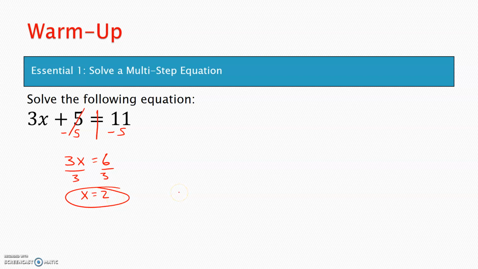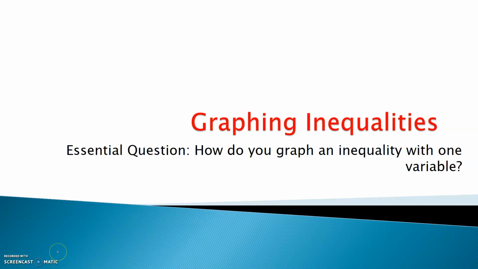Okay, today we're going to talk about when it's not an equal sign, when it's one of these guys right here. Maybe you've seen them before. These are what we call inequalities. So when you have an inequality, you actually have more than one solution. We represent that graphically. So that's what we're going to talk about today.